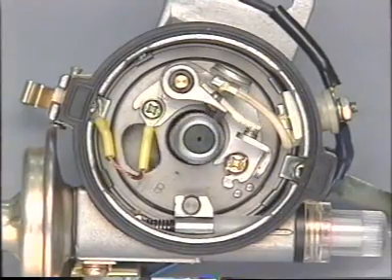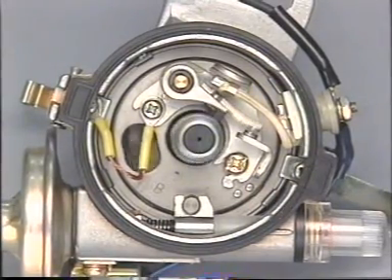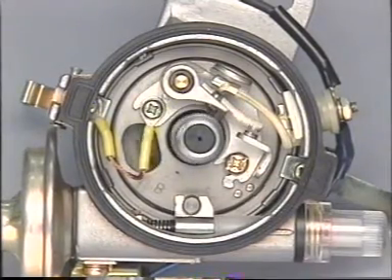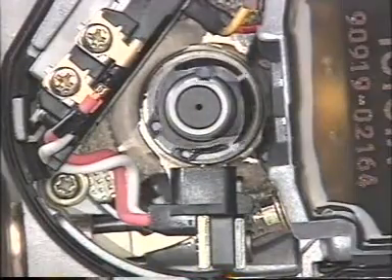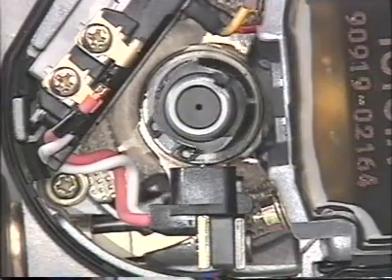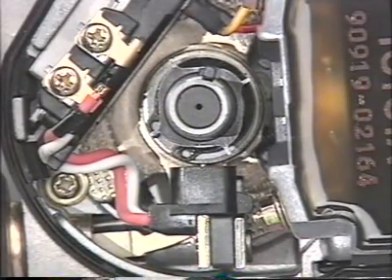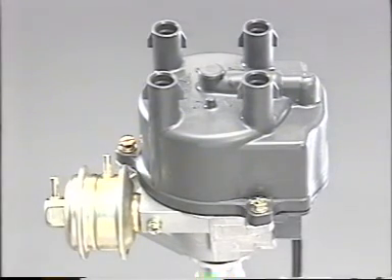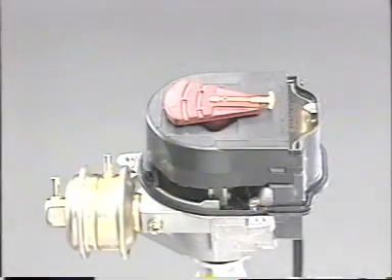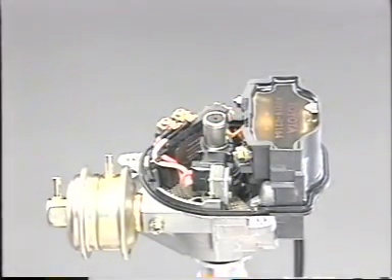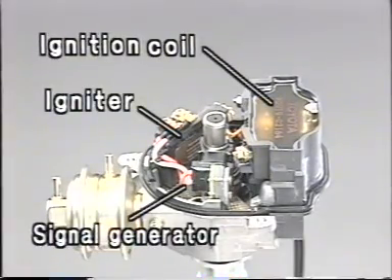Conventional systems use conductive breaker points in the distributor to turn the switch on and off mechanically, just like this device. But today, most systems make use of the switching effect of a transistor or an electronic control unit, or ECU. Now let's take a close look at how a high voltage is generated using an actual transistorized ignition system. An ignition coil, a signal generator, and an igniter are integrated with the distributor.